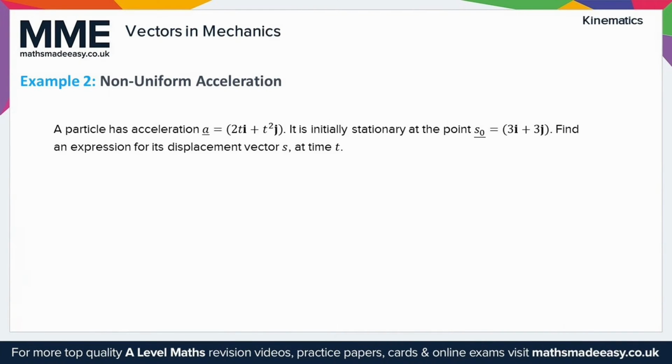So a particle's acceleration a equals 2ti plus t squared j. It is initially stationary at the point s0 equals 3i plus 3j. Find an expression for its displacement vector s at the time t. Okay, so to go from acceleration to displacement, first we're going to have to go to velocity. So we're going to integrate acceleration to get velocity because the integral of a with respect to t is v.